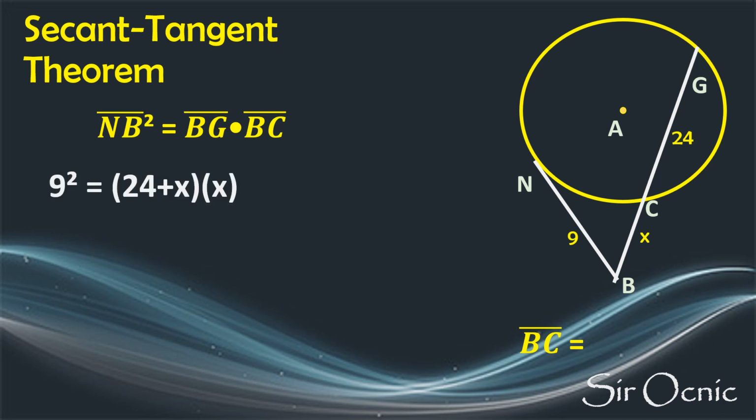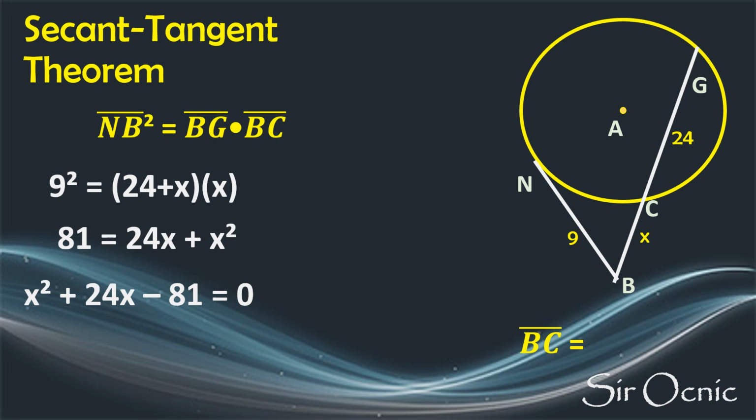By proper substitution, we will have 9 squared is equal to 24 plus x times x. The measure or the length of segment BG is equal to the measure of segment GC plus the measure of segment BC. That is why it is represented by 24 plus x. Simplifying the equation, we will have 81 is equal to 24x plus x squared. Distributive property is used on the right side of the equation. Let us now write the whole equation in standard form, and that is x squared plus 24x minus 81 is equal to 0. Since this is now a trinomial, let us factor this one out.